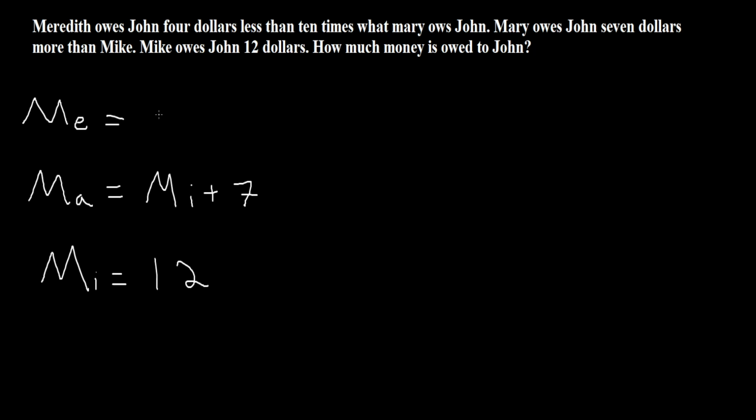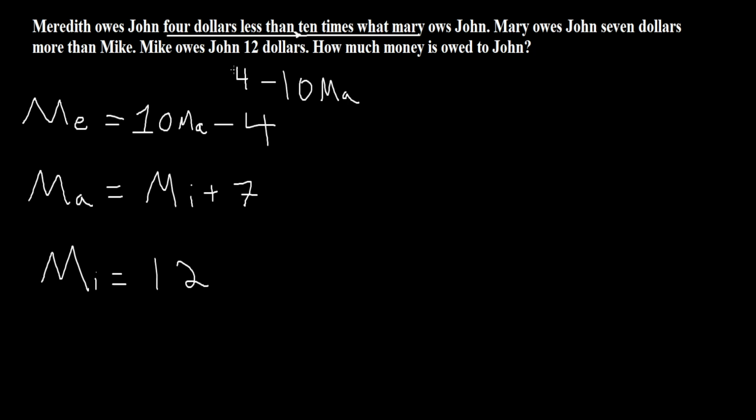And then last but not least, we have Meredith. So Meredith owes John $4 less than 10 times what Mary owes. So less than. So this 10 times what Mary owes, that is going to go first, and then we subtract 4. Because if we did 4 minus 10 times Mary, that doesn't make sense.